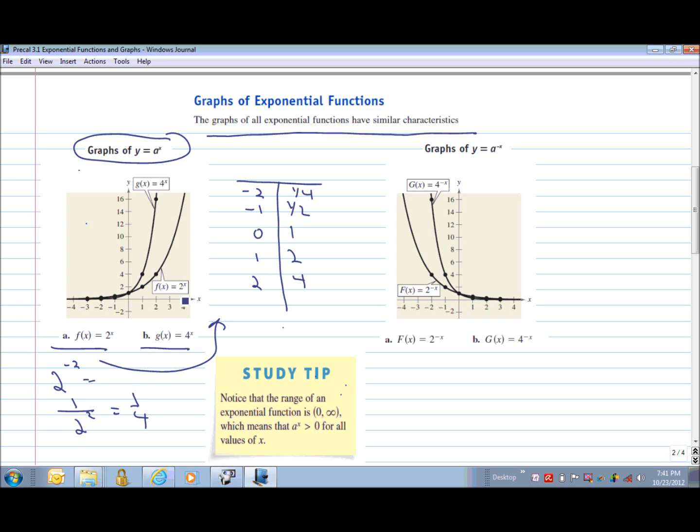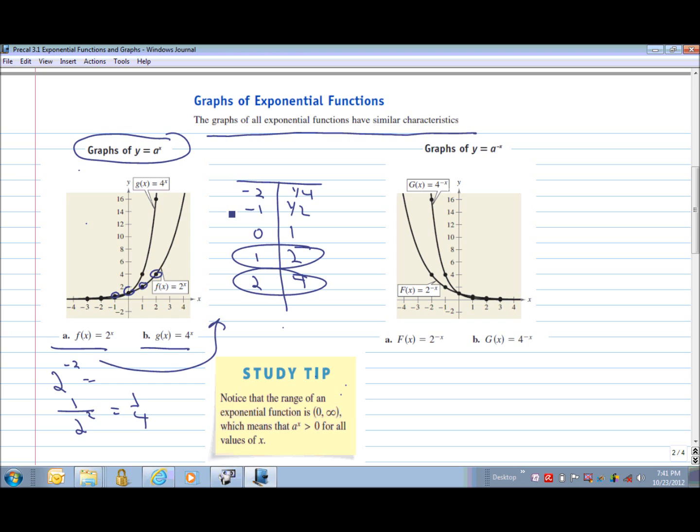Notice that this lower graph, the one closer to the x-axis, is our 2 to the x power. Notice again, at 1, we're at 2. At 2, we're at 4. At 0, we're at 1. At -1, we were at 1/2, etc. So this is also moving upward on the right, so it's like a growth function.